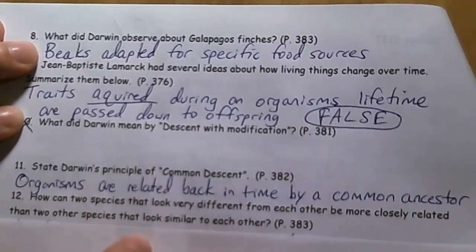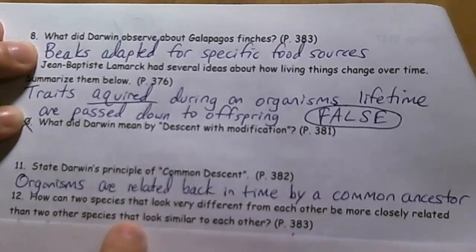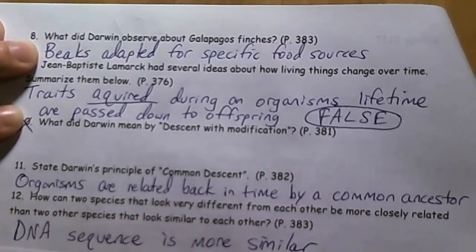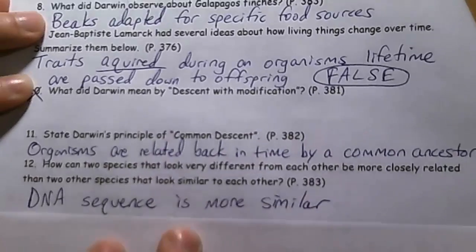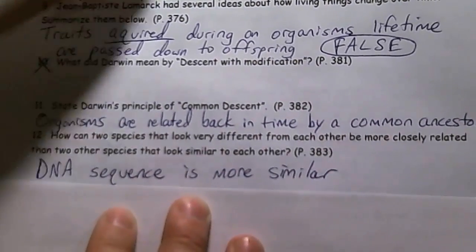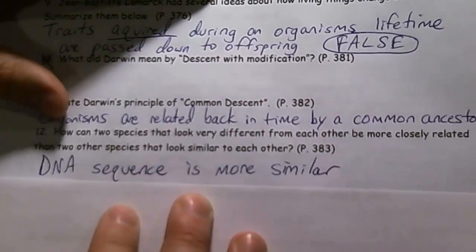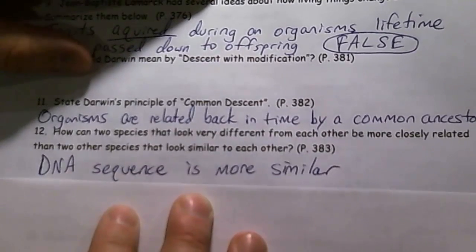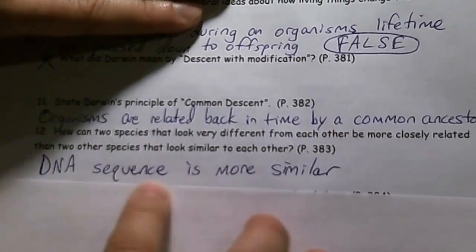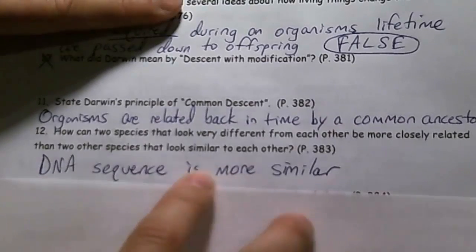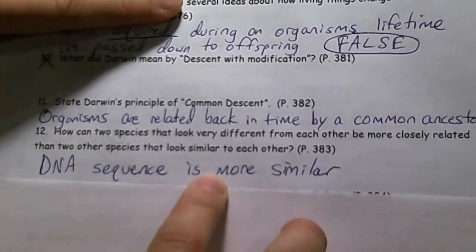Explain how two species that look very different from one another can be more closely related than species that look very similar to one another. Well, it all has to do with DNA. The more similar a DNA sequence is, the more similar two organisms are. Regardless of what they may look like on the outside, if their DNA is closer to being the same, that means that they are more closely related.